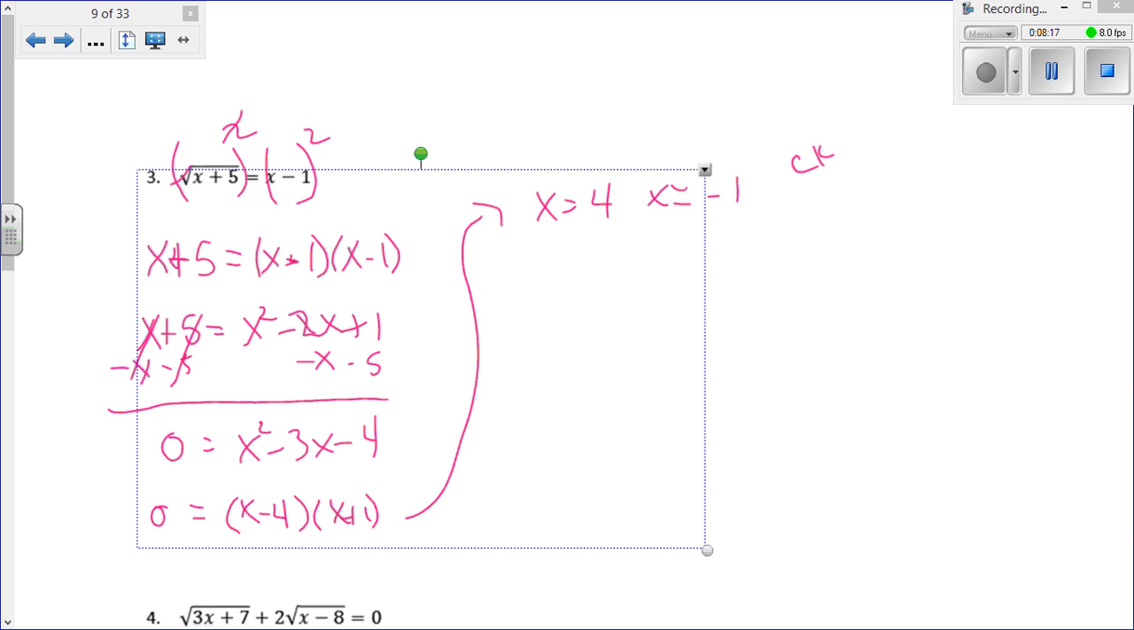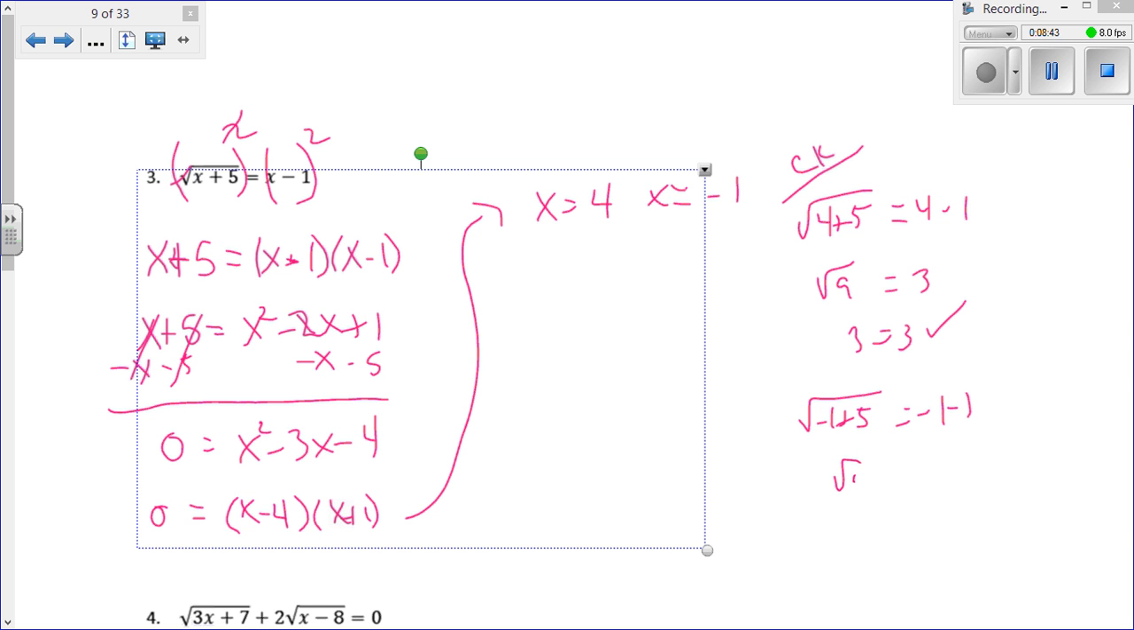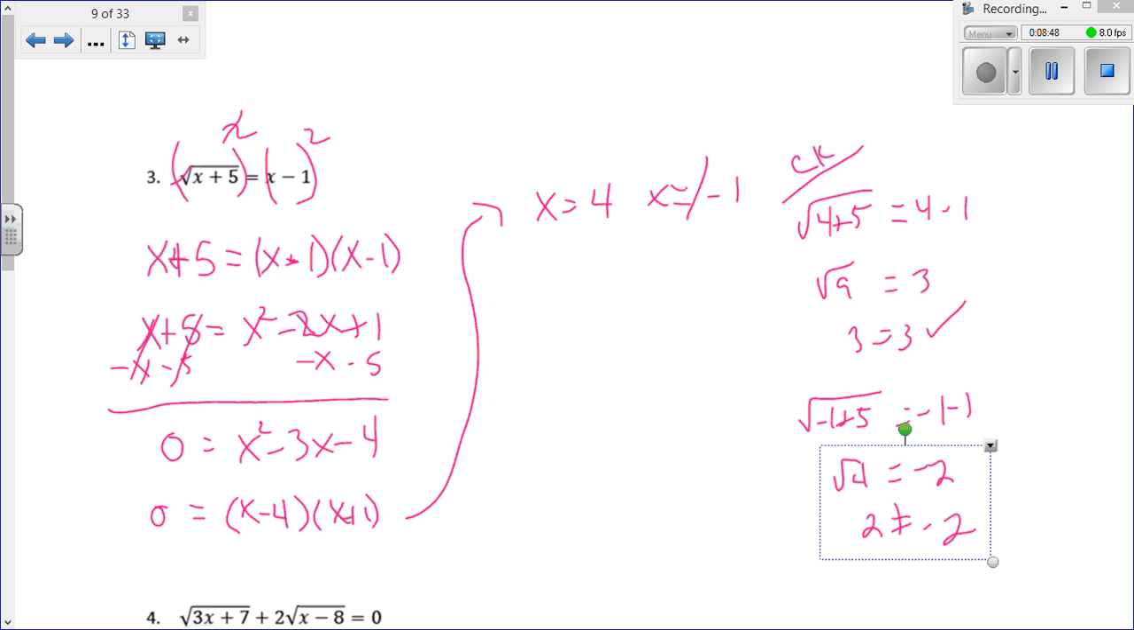So let's try. Square root of 4 plus 5 equals 4 minus 1. Square root of 4 plus 5 is 9. Minus 1 is 3, so 3 equals 3. That works. And then negative 1, I will have negative 1 plus 5 equals negative 1 minus 1. So the square root of 4 equals negative 2. 2 does not equal negative 2, so we have to reject and just keep the 4.